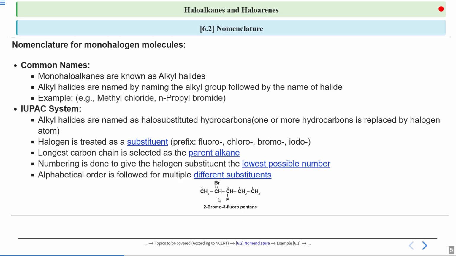We have to follow the alphabetical order here because two halogens are present: bromo and fluoro. So bromo will come first. At the second position the bromine is present, so 2-bromo. At the third carbon, the fluorine is substituted, so 3-fluoro. So 2-bromo, 3-fluoro, and then the name of the alkane group, that is pentane. Okay, so this is the name of the given structure: 2-bromo, 3-fluoro, pentane.